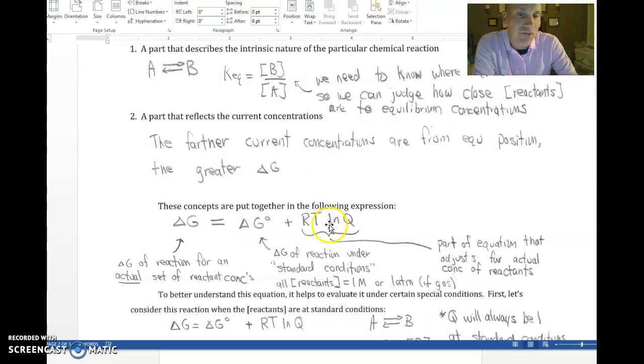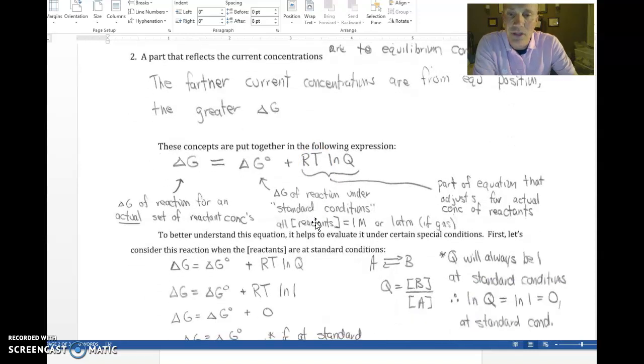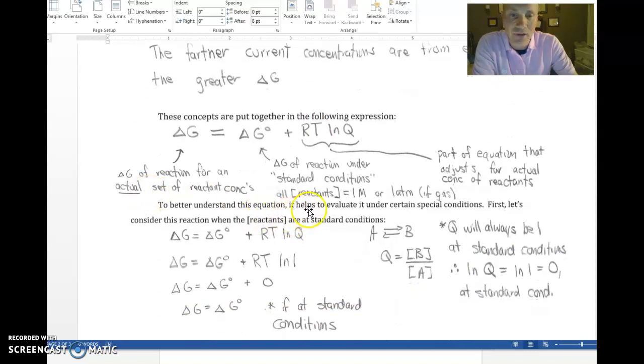So what this does is it adjusts for what the actual concentrations are. Remember Q is the reaction quotient, an expression that we plug those actual values into. R stands for your gas constant, and T is your temperature expressed in Kelvin. To better understand how this works, we're going to talk about it under a couple of special conditions. First, let's think about what would happen if the concentrations of all the reactants and products were at standard conditions.